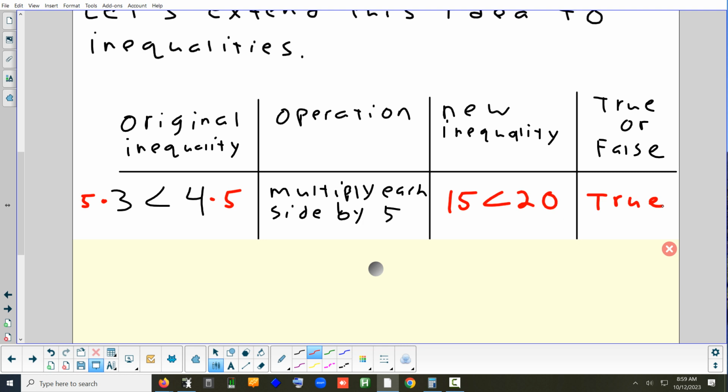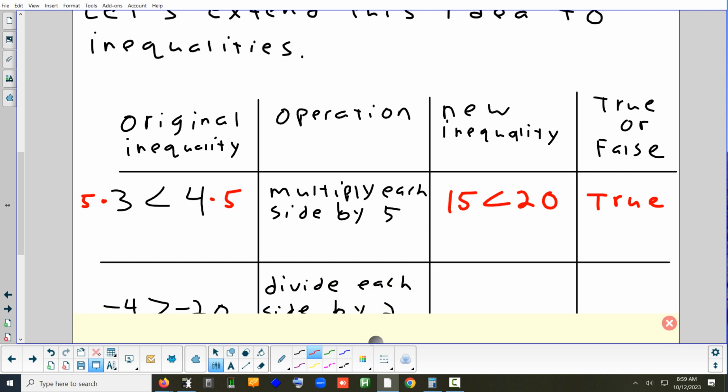So the point is, if you do something on both sides, and it started as true, it should always end as true. If it doesn't end as true, that's a problem. You can't start with something that's true, do the same thing on both sides, and then all of a sudden it's false. That shouldn't happen. If it does, we're going to have to fix it. What do you mean by it's true or false? So 15 is less than 20. That is true. It's smaller than the number 20.